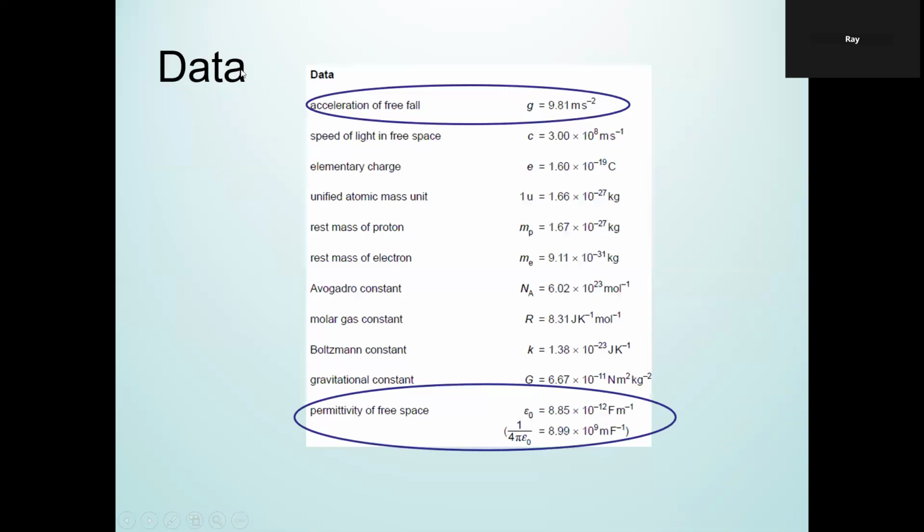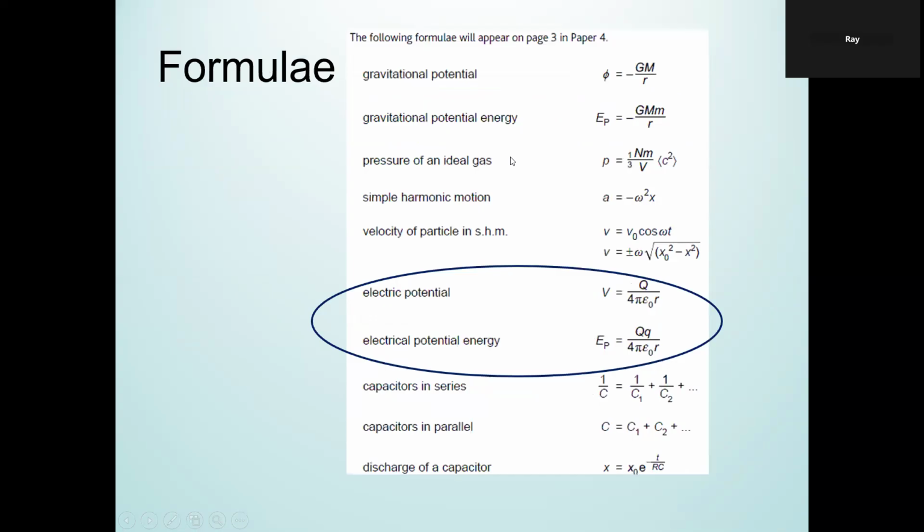I know what are the things that you can find. Right? Likely the G, you're likely to use that. And then this permittivity of free space. This is a value of K given. And this formula is given. When they use the term "use", it means they want you to know how to use it. No need to recall. They will give you the formula.